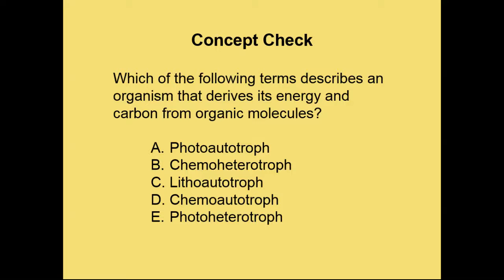So, concept check. Which of the following describes an organism that derives its energy and carbon from organic molecules? Would it be a photoautotroph, a chemoheterotroph, a lithoautotroph, a chemoautotroph, or a photoheterotroph? If you need to, you can rewind the video or flip back in your PowerPoints, pause the video, and find the answer right now. 1, 2, 3, 4, 5. The answer is B, a chemoheterotroph.